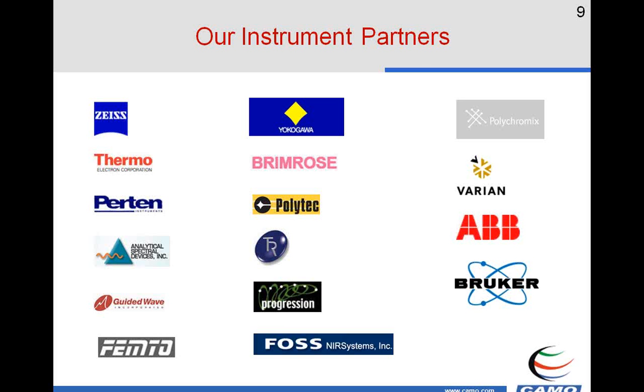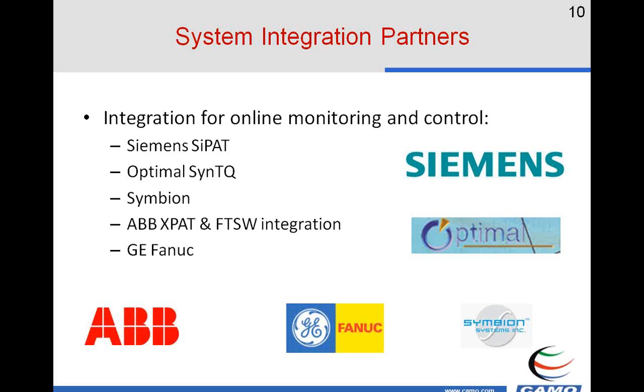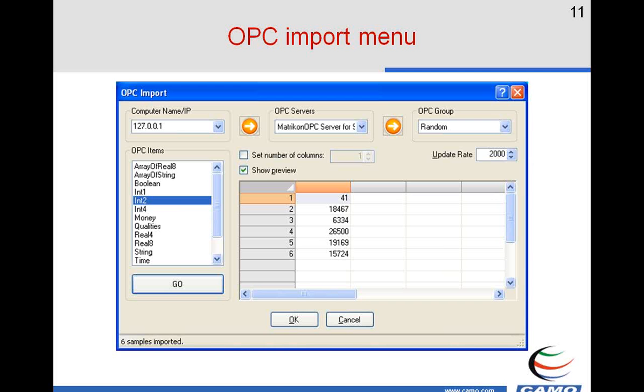So we have instrument partners. All the instruments from those partners, we can import the data directly to the Unscrambler. And we also have system integration partners, like SIMCA and CPAT. So as well, here we can get data from their systems.